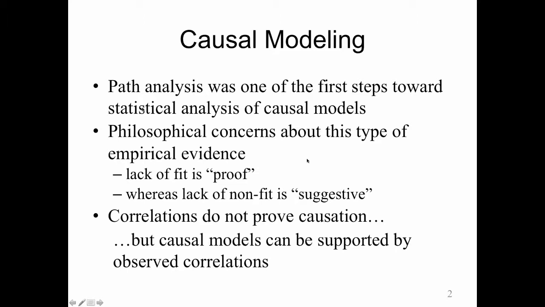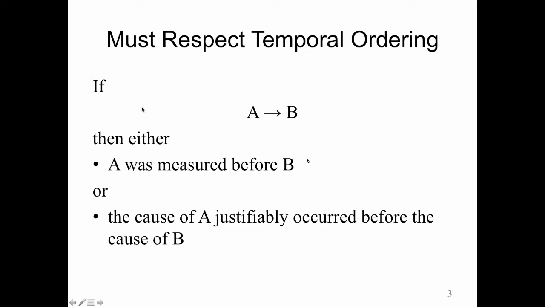The philosophical concern to keep in mind is that lack of fit is proof that your model doesn't work. But again, we know all models are wrong, so that doesn't really help us. Lack of non-fit, meaning it seems like it might fit, is suggestive that it might be correct. So correlation doesn't prove causation, but causal models can indeed be supported by observed correlation. So that's kind of the little caveat I'll throw there.